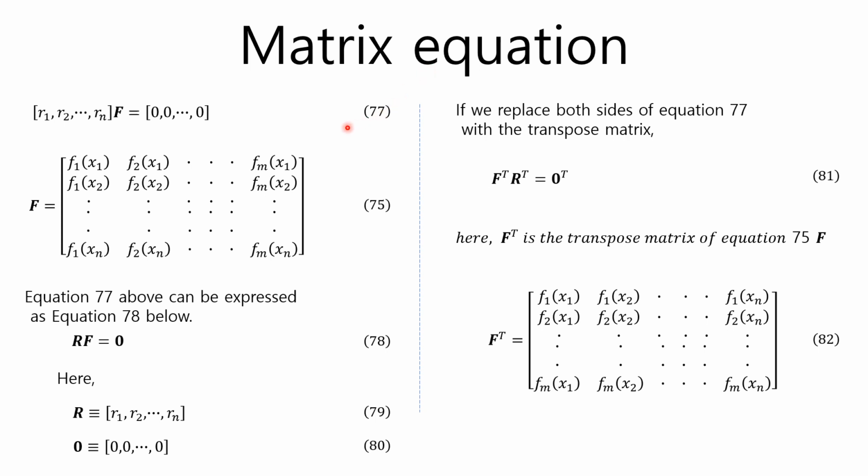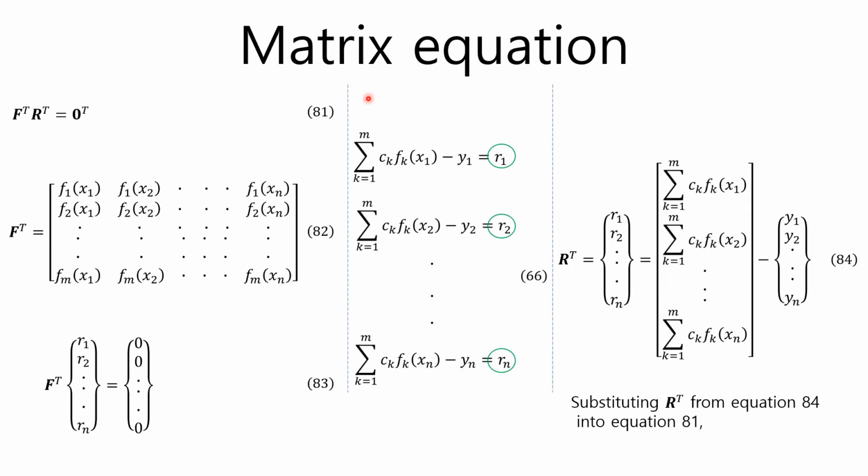Equation 77 obtained previously can be expressed as equation 78 using the residual row vector of equation 79 and the zero row vector of equation 80. As mentioned earlier, for computational convenience, equation 81 can be obtained by converting both sides of equation 77 into a transpose matrix. In equation 81, Ft is the transpose matrix of matrix F, so the rows and columns are swapped and can be expressed as equation 82. In the Ft matrix, the number of rows is m and the number of columns is n. The number of rows represents the number of coefficients of the system equation, and the number of columns represents the number of data sets.